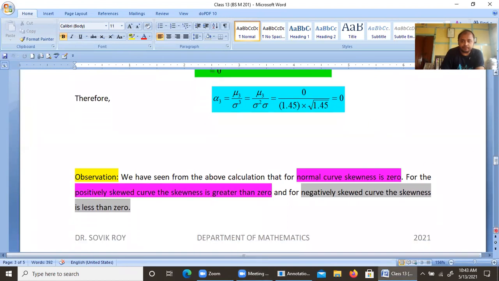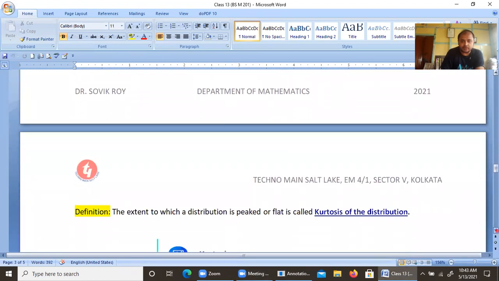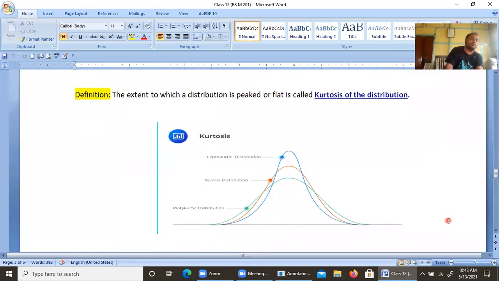Now, the next discussion is about kurtosis, and I told you in one of my earlier classes that kurtosis is the measure of peakedness of the curve. The normal curves can have three different types of shapes. One is called the highly peaked curve, as shown by the blue colored figure, and then we have the moderately peaked curve, and then we have the flat curve.